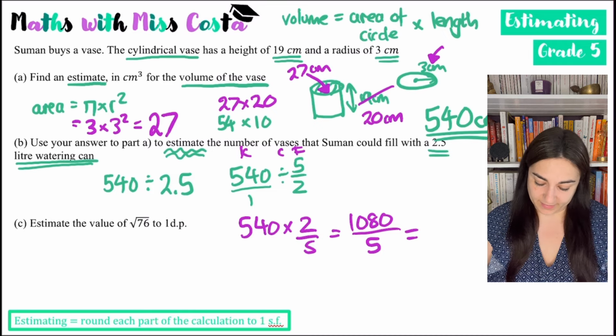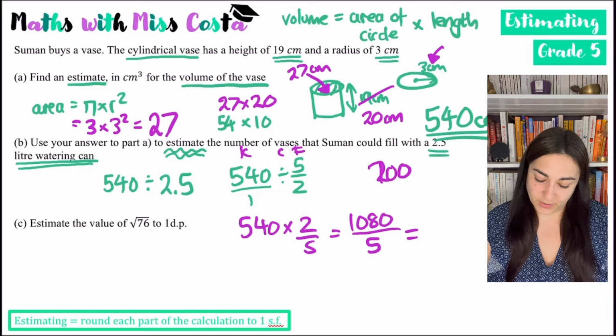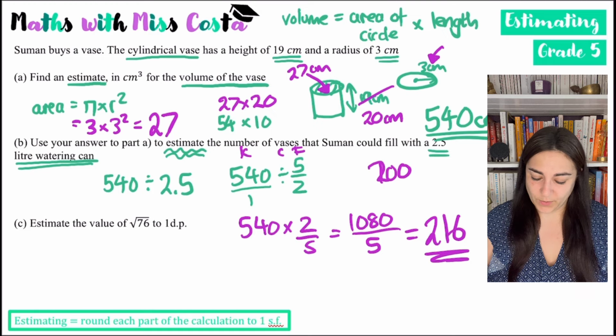So let's say that I rounded it down to 500. Then 500 divided by 5 is 100. But if you did this, I think you'd also be fine. 1080 divided by 5. So 5's into 1000 go 200, and 5's into 80 go 16. So that would be 216. Or if you said 200, I think you'd also be fine.